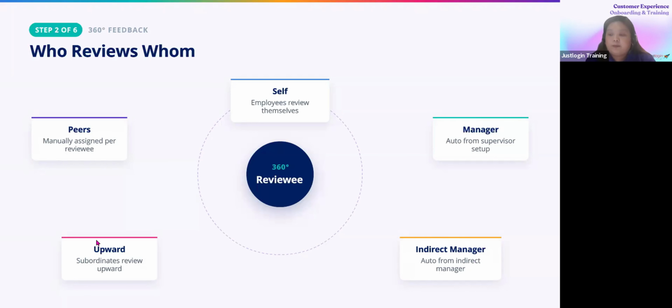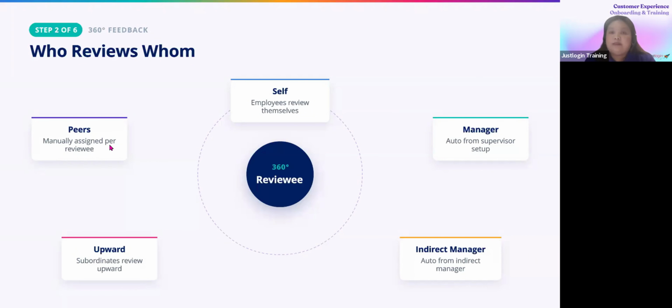Next would be the upward. The subordinates review their upward. To simply explain this, a member rating the manager. So if I have a manager, then I am the upward. And peers, manually assigned per reviewee. These are the colleagues. It can be within the same department, it can be within the company.